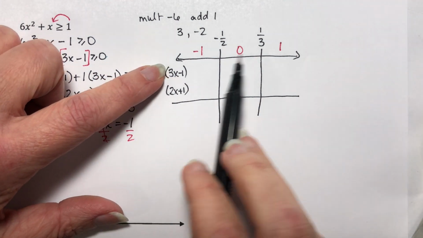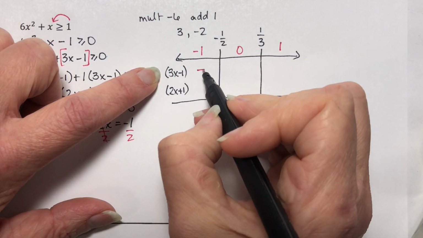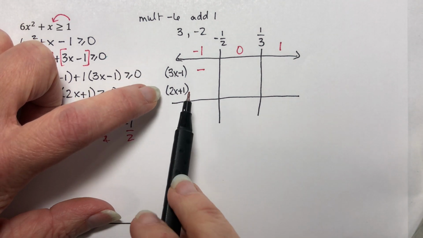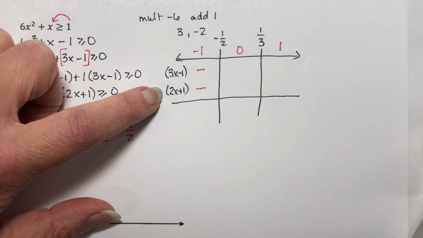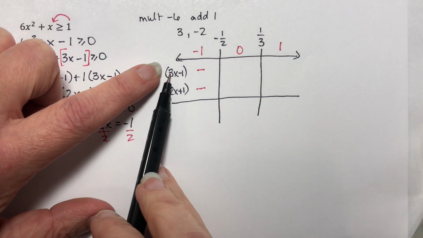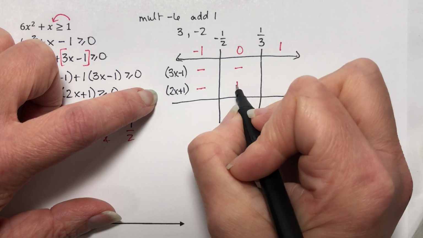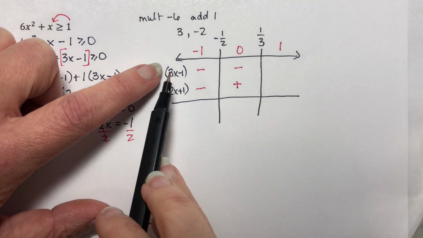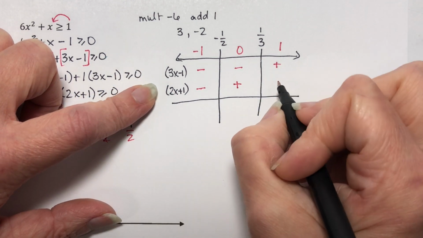Now imagine plugging these numbers in here. This would be negative 3 minus 1, which is negative. Negative 2 plus 1 is negative. 0 minus 1 is negative. 0 plus 1 is positive. 3 minus 1 is positive. 2 plus 1 is positive.